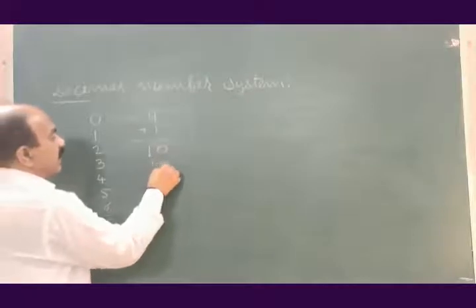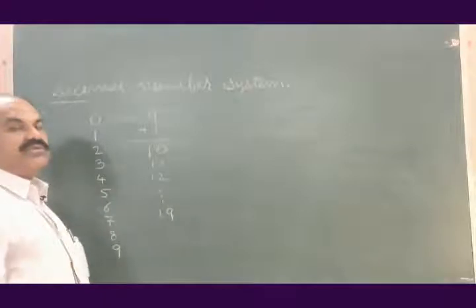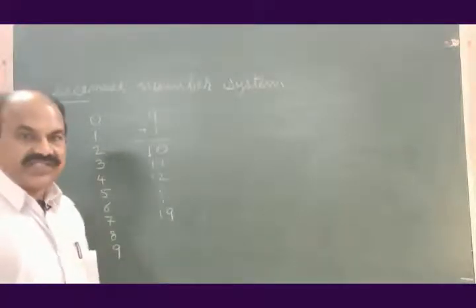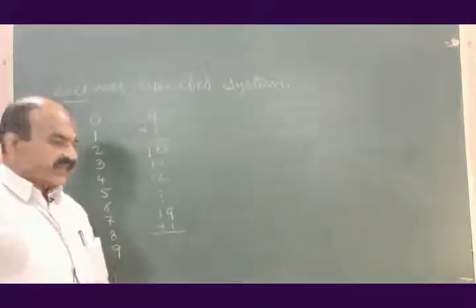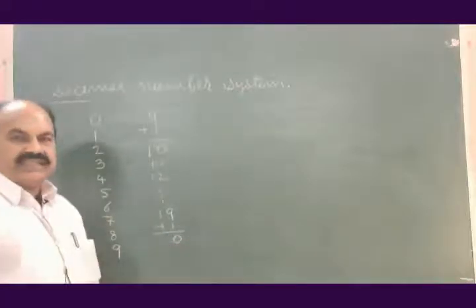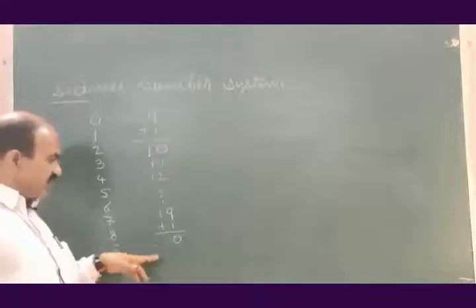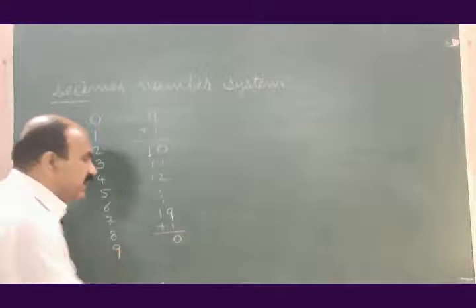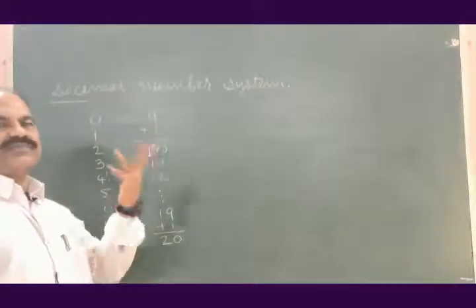Then 11, 12, up to 19. We want to count and write 20. Again we have to add 1. 9 will be set to 0. At the same time it will send carry to the higher position. Already 1 is there. 1 plus carry 1, it will become 20, and so on.